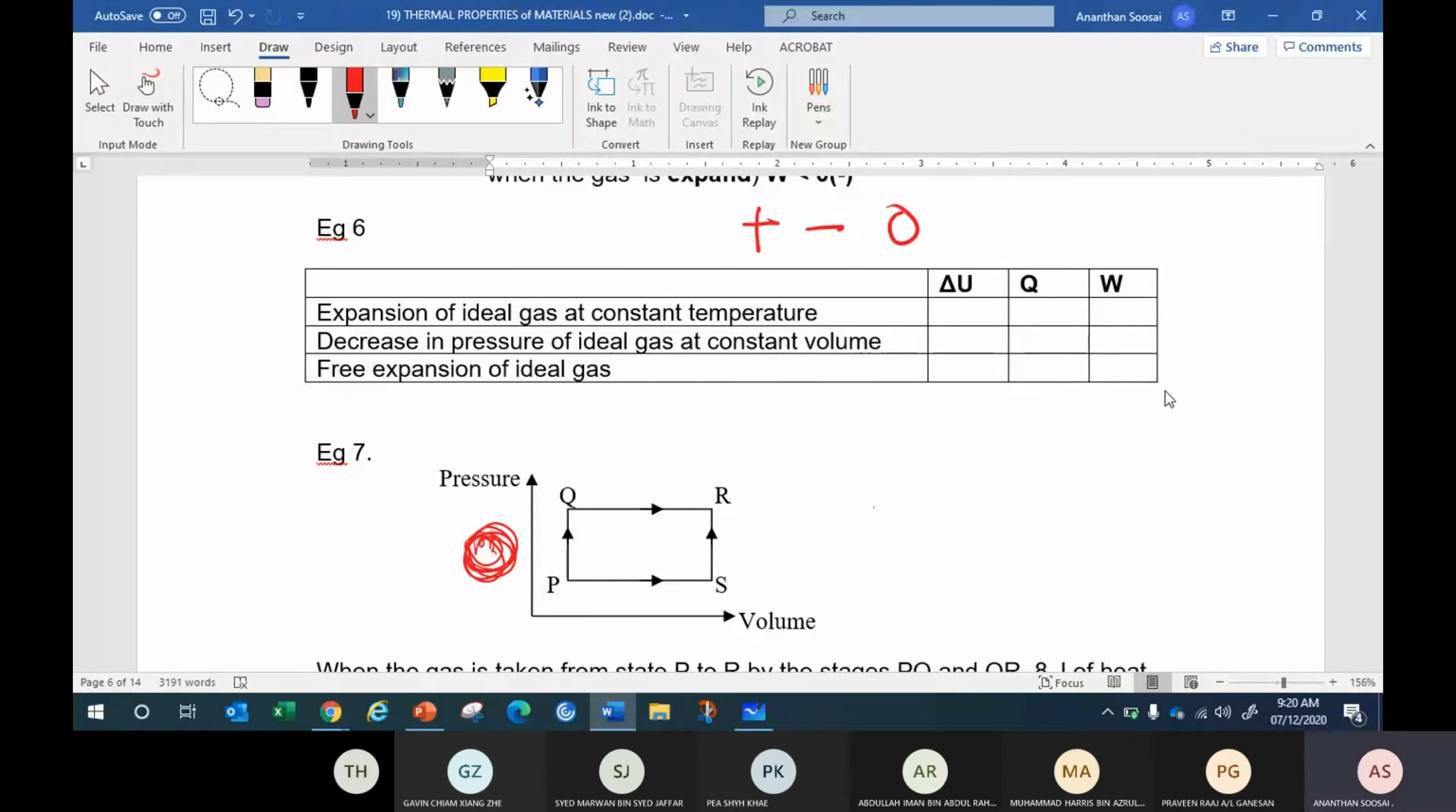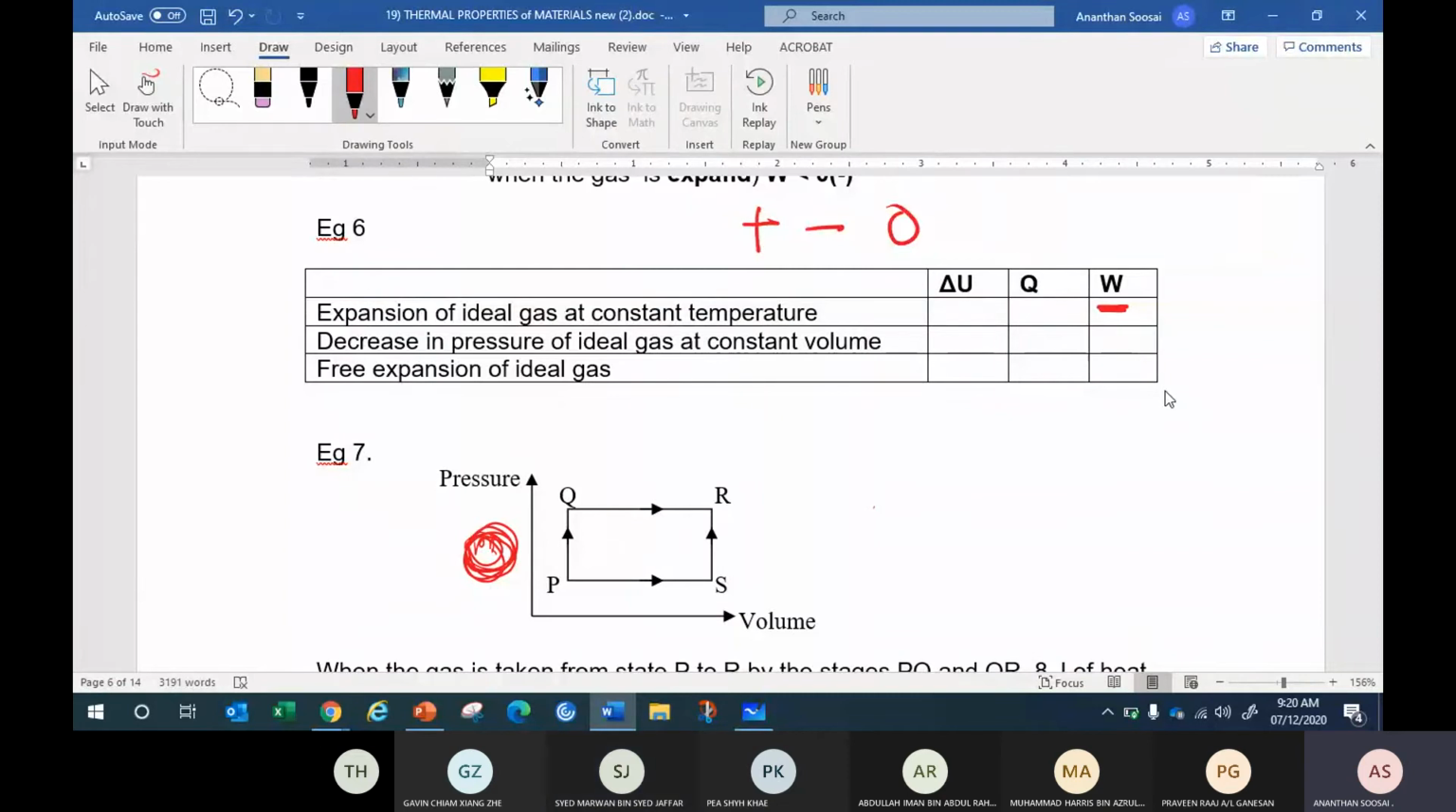The first thing you can fill up always is work. Work is easy to fill up, because if it expands or compresses, if there is a change in volume, work is involved. If it expands, work is negative. When it compresses, work is positive. For the first one, expansion of ideal gas at constant temperature, work is positive, negative, zero? Negative. So work is negative. It's expanding.